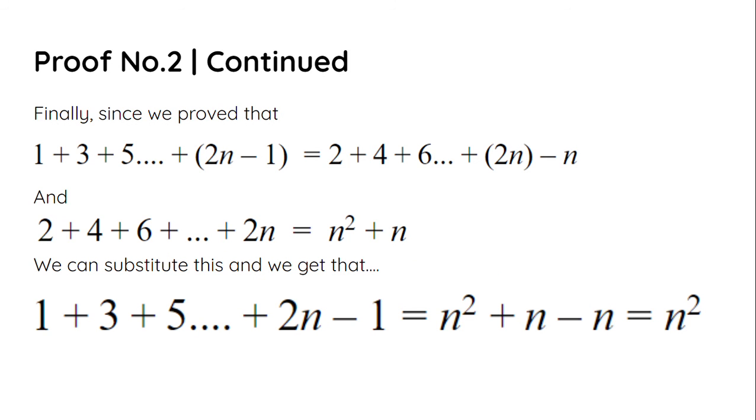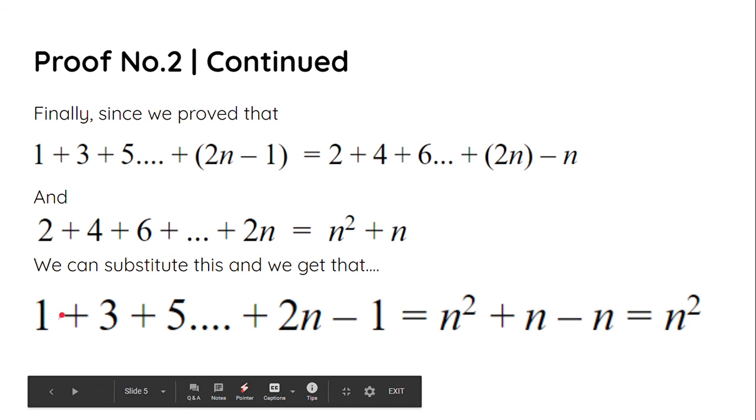So now that we've already proved that 1 plus 3 plus 5 all the way to plus 2n minus 1 is equal to 2 plus 4 plus 6 plus 2n minus n, we've already established that this is just n squared plus n. So let's just substitute this into here. And once we do that, we get that 1 plus 3 plus 5 all the way to plus 2n minus 1 is equal to n squared plus n minus n, which is equal to just n squared.